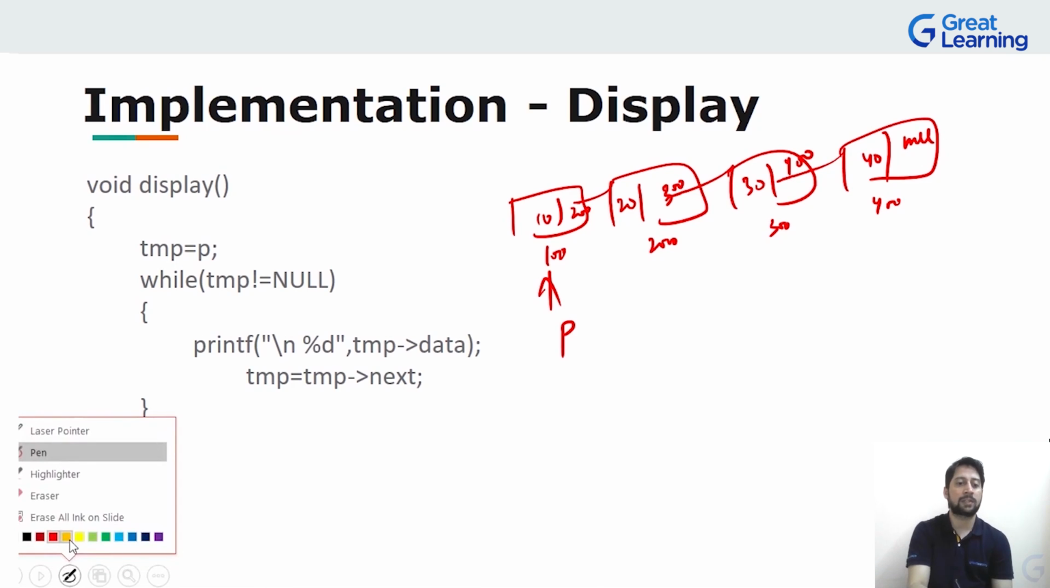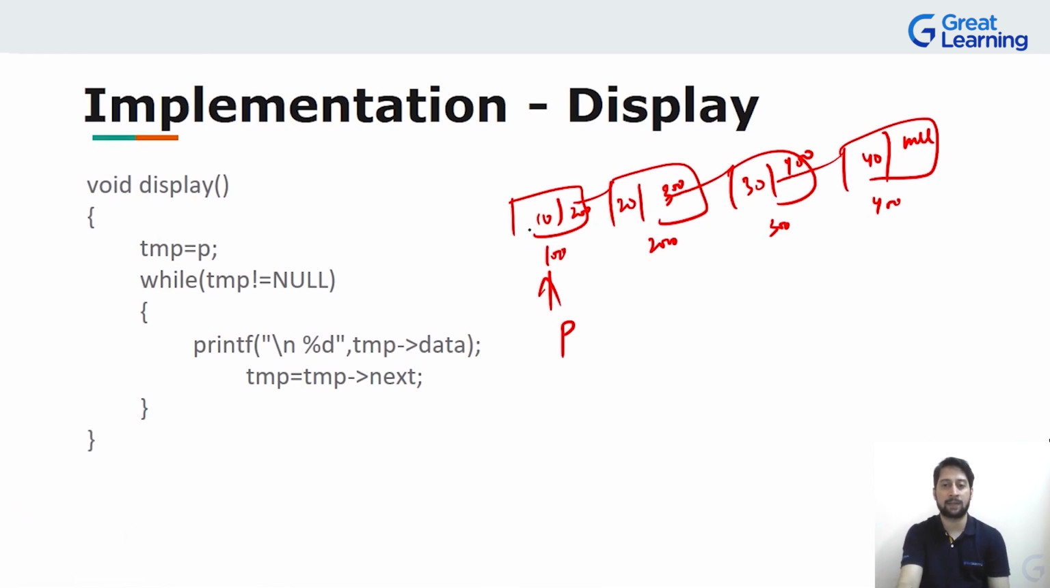Now, in order to display the data present in our nodes, we have this temporary pointer which is also pointing to the first node, so that we are not changing the head node. Then we'll check, is temp equal to null? No, it is not. It is pointing to this node, that is 100. So we are going to print temp's data. We are printing 10, and then we are updating temp. Please put temp's next in temp. Temp's next is 200. So this will be pointing to this now.